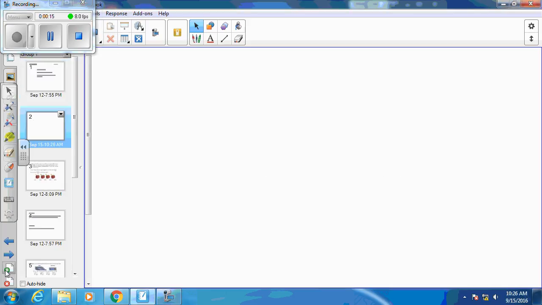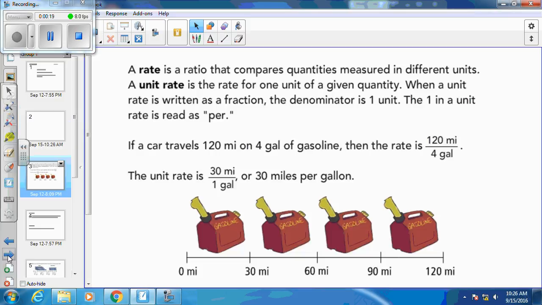So the first thing we need to look at is a unit rate. A rate is a ratio that compares quantities measured in different units. A unit rate is the rate for 1 unit of a given quantity. When a unit rate is written as a fraction, the denominator is 1 unit. The 1 in a unit rate is read as per.